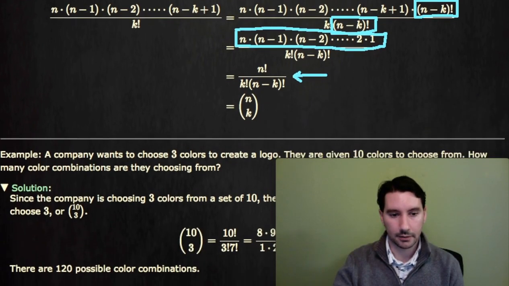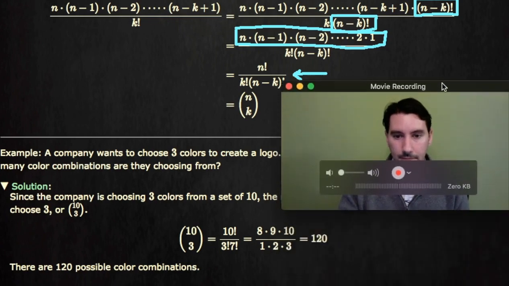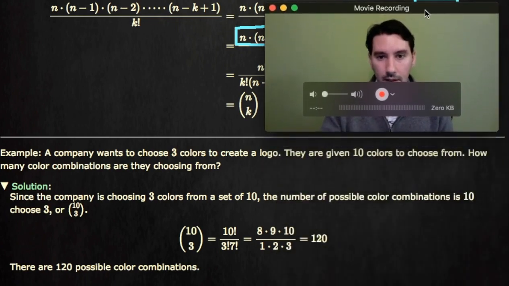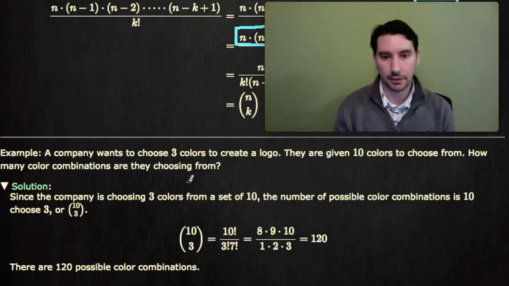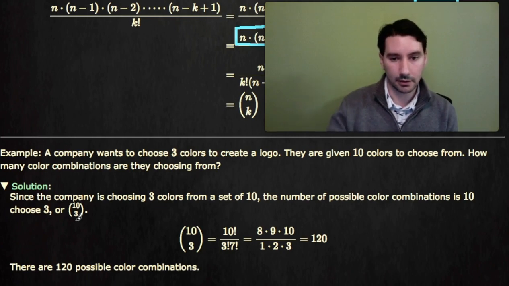Let's do an example. Suppose a company wants to choose 3 colors to create a logo, and the designer suggests 10 colors to choose from. How many different color combinations could they choose to make their logo? They're choosing 3 colors from a set of 10 colors. So the number of choices they have is 10 choose 3. And 10 choose 3 is by definition 10 factorial divided by 3 factorial times 7 factorial.